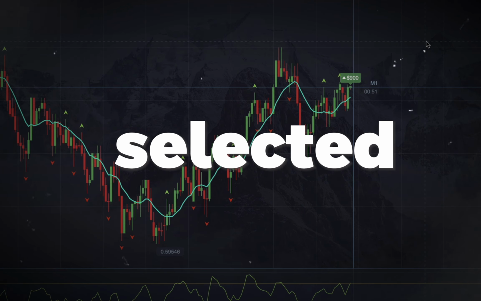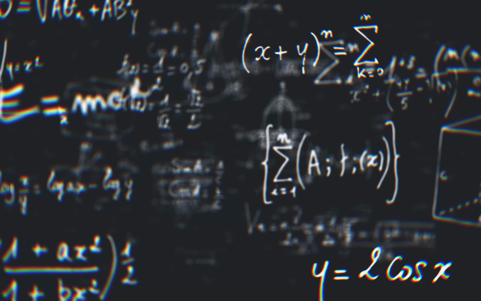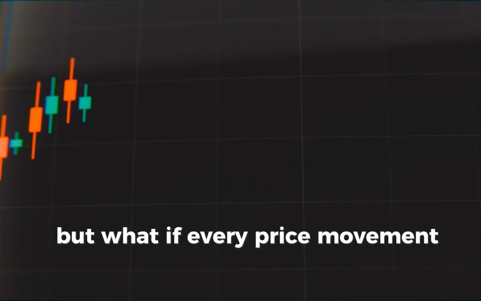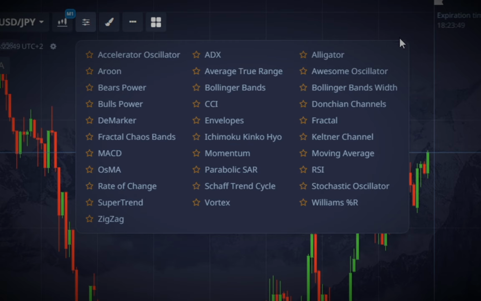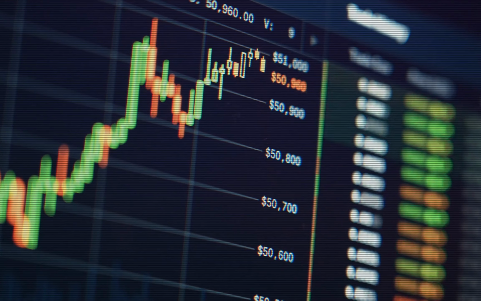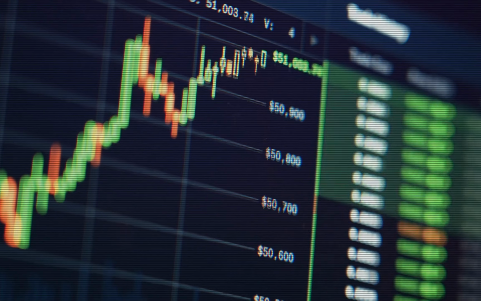Imagine this, right now, you're looking at currency pairs selected not by chance, but through carefully calculated logic. But what if every price movement hides a pattern that only a few can truly see? Today, we're going to try and uncover it. The real question is, which tools will point us to the right moment to enter? Which signals will turn out to be false? And which ones might lead us straight to profit?